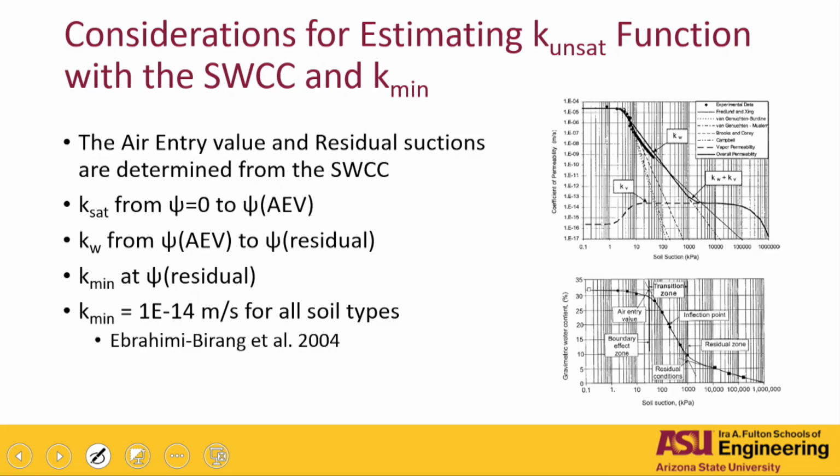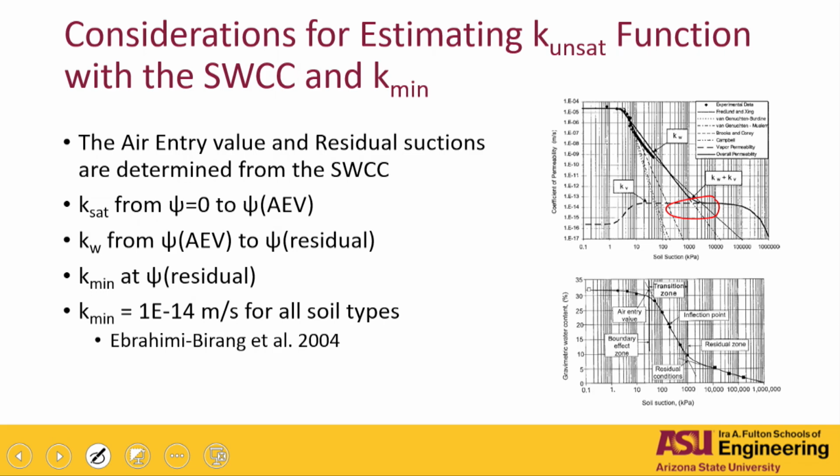This one is a lower value that we have for the permeability function in here, and there are a couple of theories, but basically you can't just go low forever, right? There is a point where the vapor starts gaining over the liquid, right? And basically Ebrahimi and Birang estimate that the lowest permeability before you start getting into the vapor phase is 10 to the minus 14 meters per second.